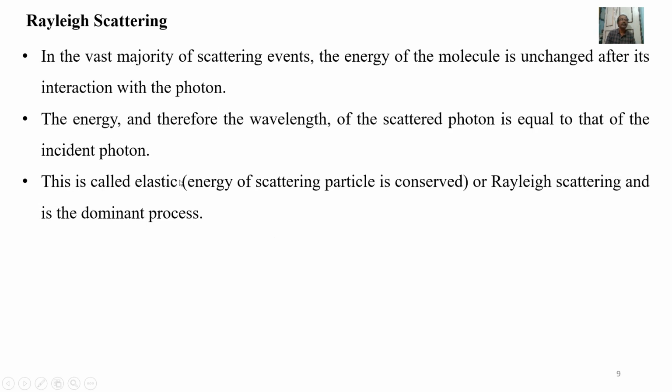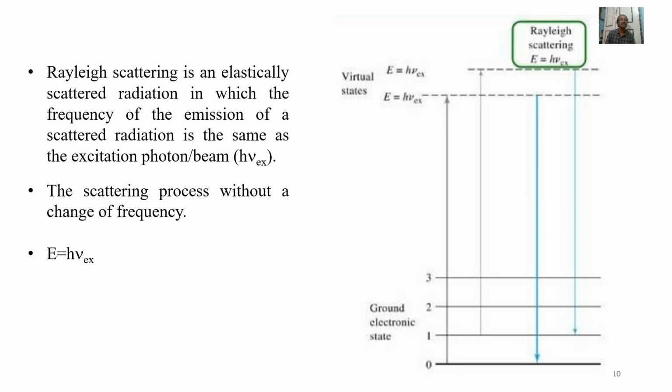Rayleigh scattering. In the vast majority of scattering events, the energy of the molecule is unchanged after its interaction with the photon. The energy and therefore the wavelength of the scattered photon is equal to that of the incident photon. This is called elastic scattering, that is, the energy of the scattering particle is conserved, or Rayleigh scattering, and it is the dominant process, around 99%. So this is about Rayleigh scattering.